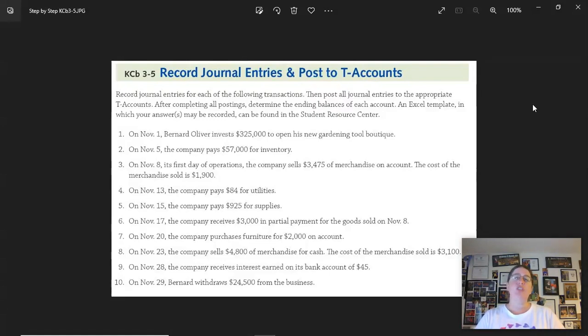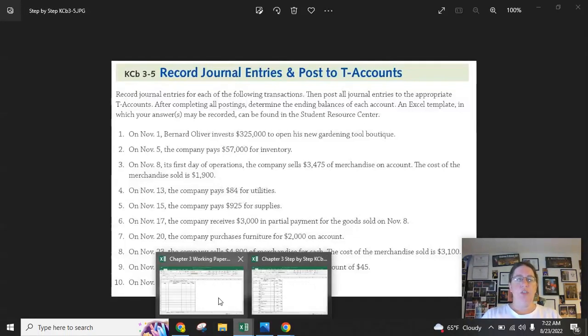The directions for this problem says record journal entries for each of the following transactions, then post all of your journal entries to the appropriate T accounts. After completing the postings, determine the ending balances of each account, which we're going to do as we go along. An Excel template can be found in your Student Resource Center. I have created a specific Excel worksheet and posted it to your lesson area. So let's look at that Excel worksheet really quick.